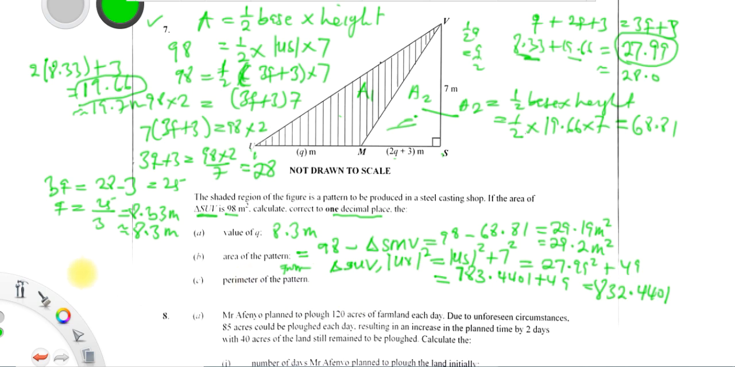For example, if S squared is equal to 9, then S will be equal to plus or minus the square root of 9. This is what you take. So UV is equal to plus or minus the square root of 832.4401. But this one you will not consider the negative, because we are looking for a length. We need the positive value, so we ignore the negative and take only the positive value.